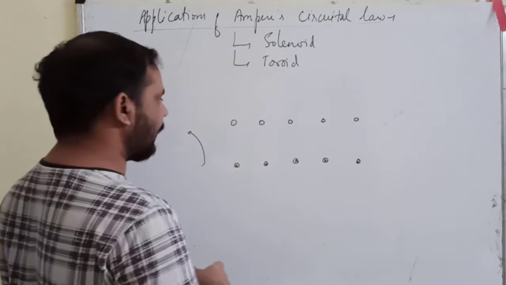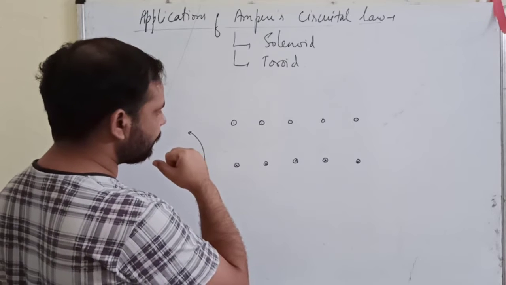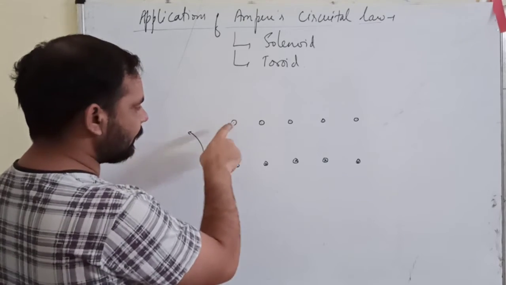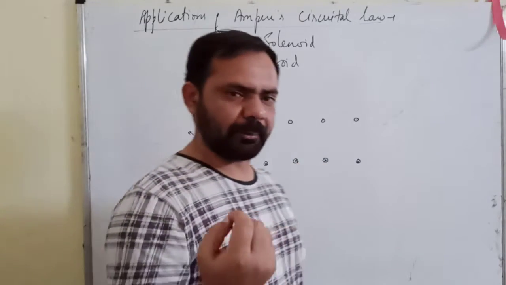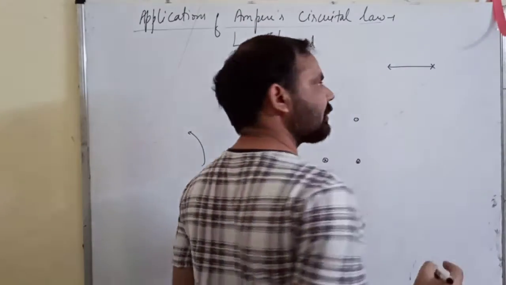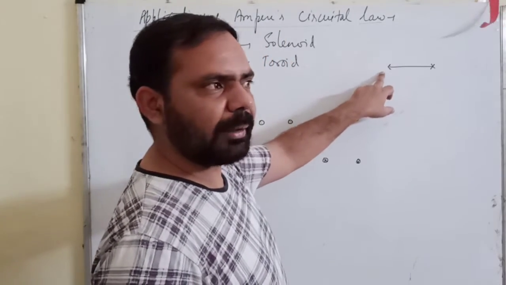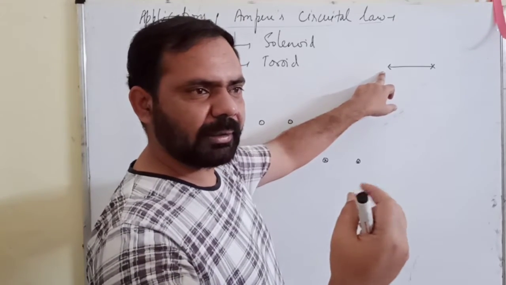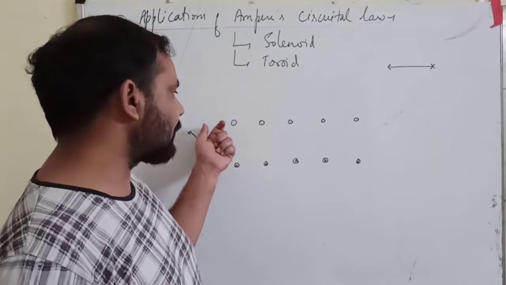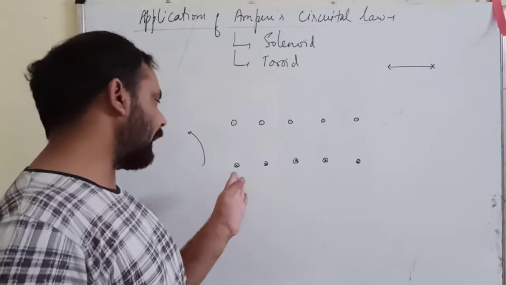You can simply assume the direction of current is coming like this. This point refers to the tip of the arrow. If you have an arrow, a dot represents the tip, the front point of the arrow, so the arrow is coming toward you. And you can see the cross is at the end of the arrow, so it means the arrow is going inward.